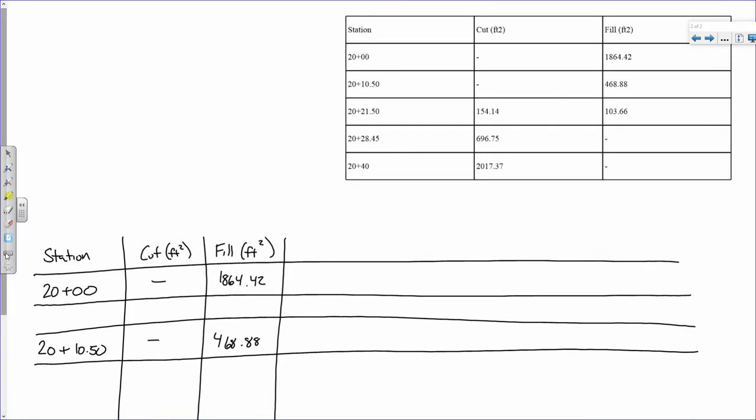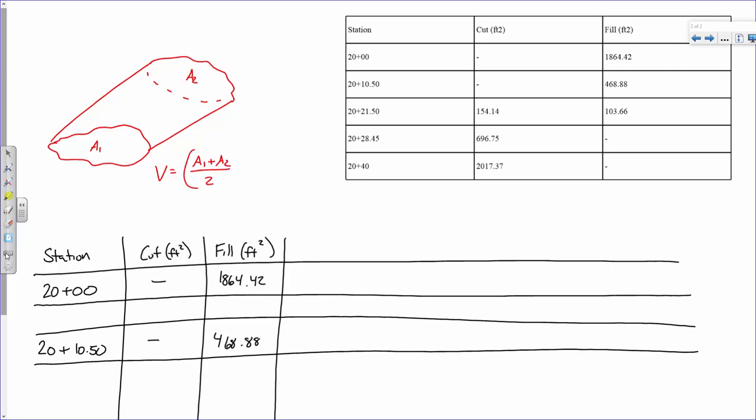Okay, now ultimately what I'm going to be doing for this calculation is using what's called the average end area method. Does that ring a bell? Average end area. So if I have some shape that has an area here and some area here, this is area one, this is area two, the volume is going to be A1 plus A2 over 2, the average, times the length, right?